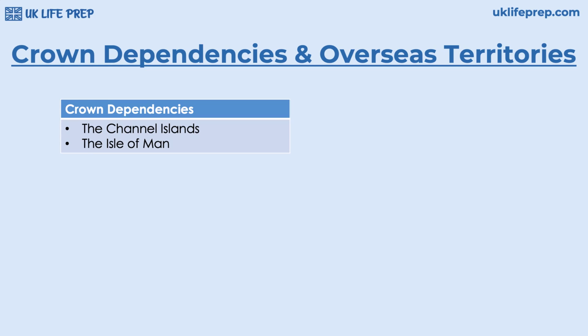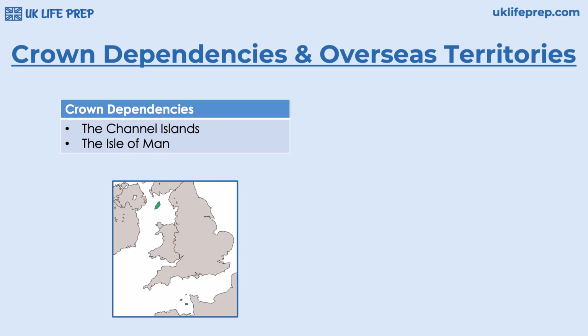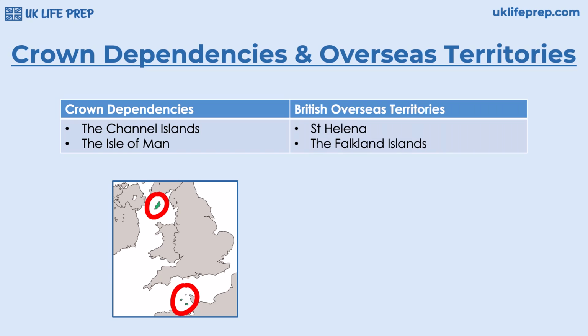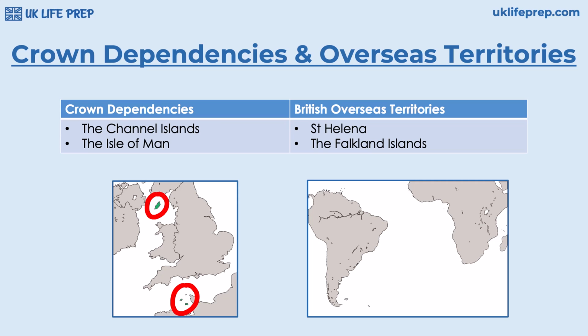of Man, and not that you need to know the geographical location, but I find it helpful to see them on a map in order to remember them. Down here we have the Channel Islands, which are islands in the English Channel between the UK and France, and over here we have the Isle of Man. British overseas territories are St. Helena and the Falkland Islands. Again, looking at a map just to help you remember, St. Helena is off the coast of Africa, and the Falkland Islands are off the coast of Argentina. You don't need to know what the technical difference is between a Crown dependency or British overseas territory. You just need to know which ones are which.